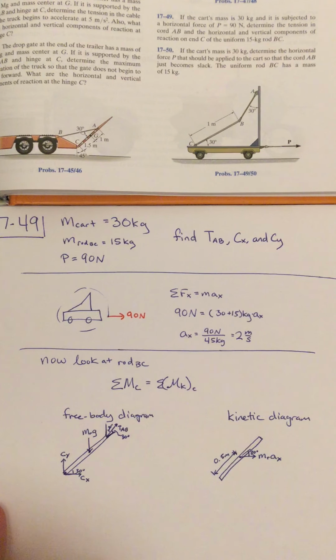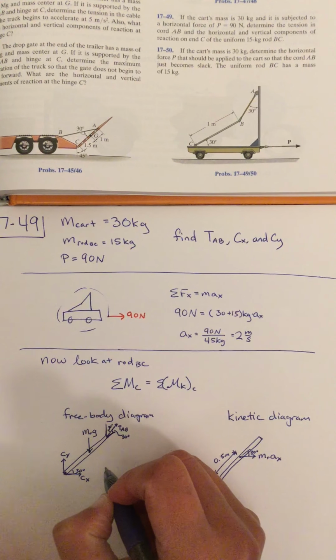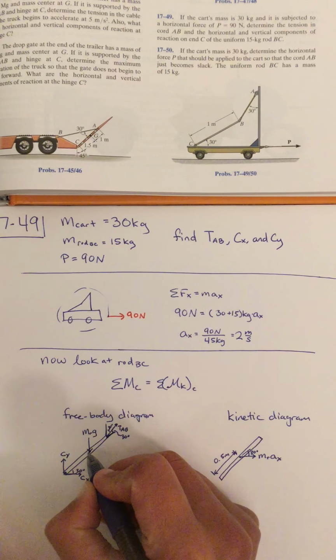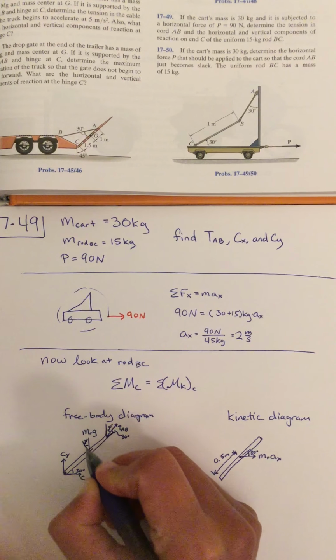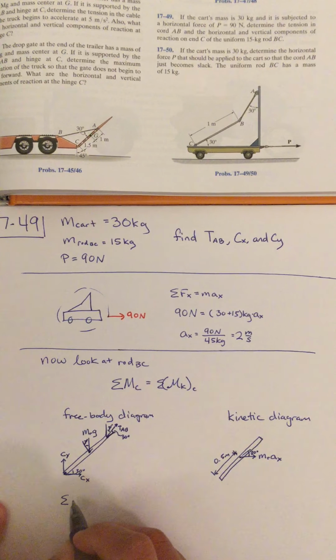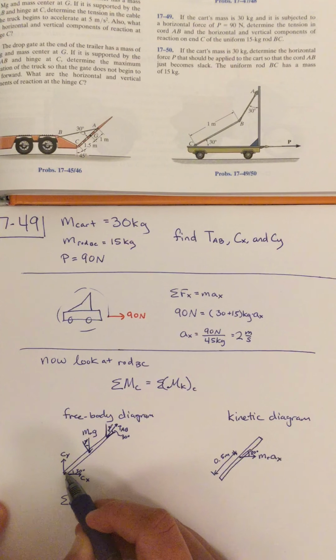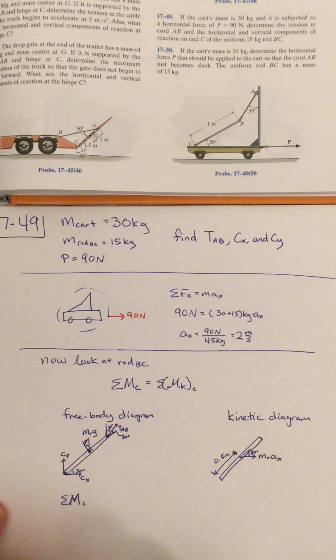So I need to know that if this is 30 degrees, then this angle here is 30 degrees. And when I do the sum of the moments about point C, remember that this comes from R, the vector R, which goes from here to here, crossed with your force here.